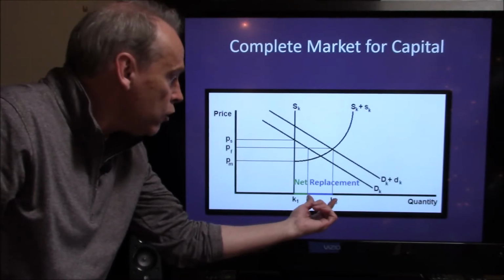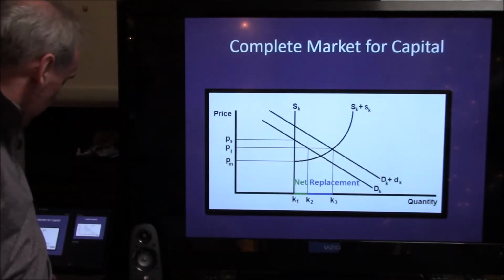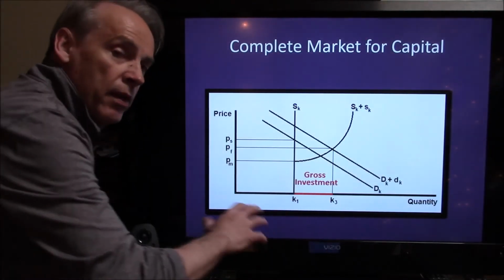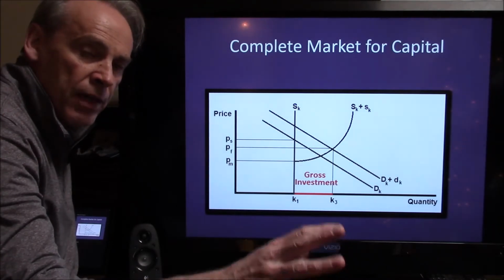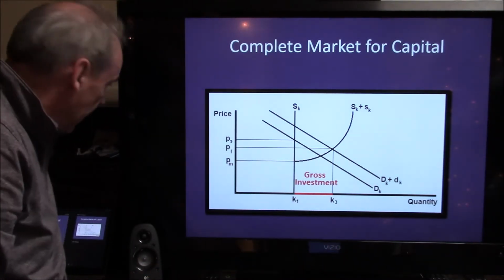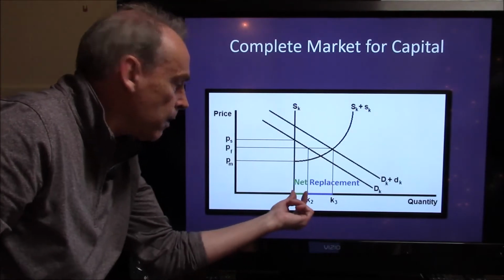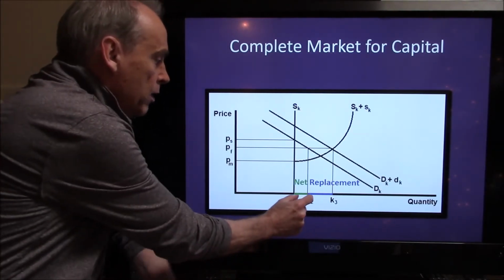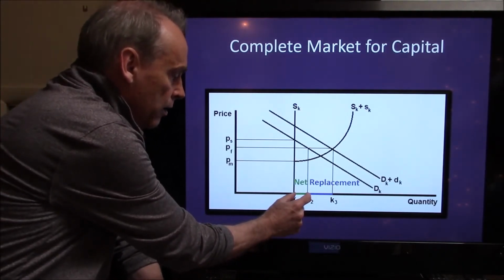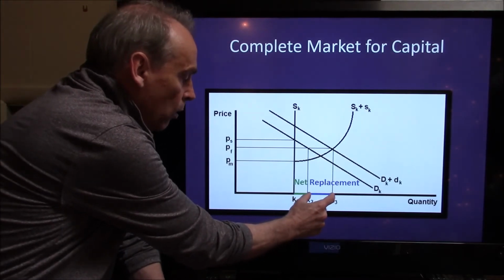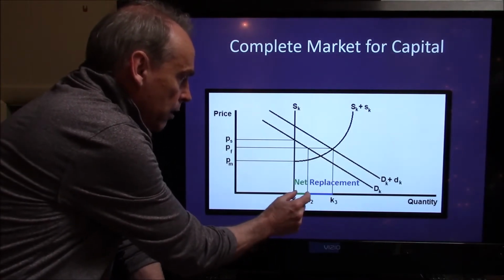So here is just replacement. So if this was gross investment, all investment activity added together, and this is replacement investment, this must be net. This much was the addition of brand new restaurants. All right. This was just to keep the old restaurants going. This was brand new restaurants.